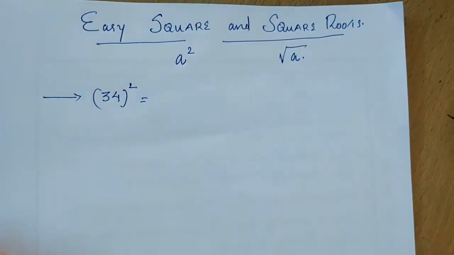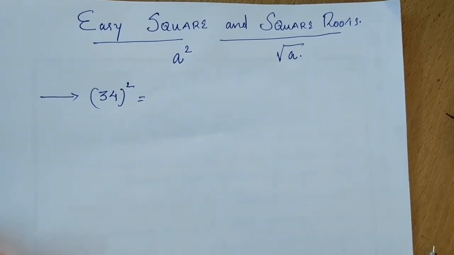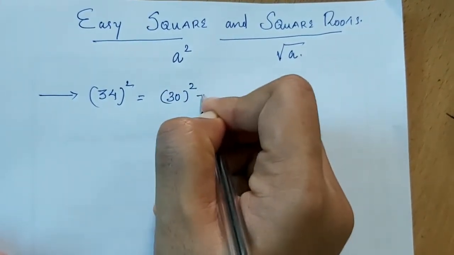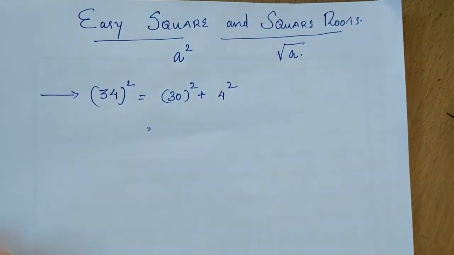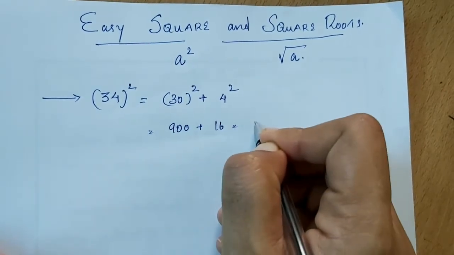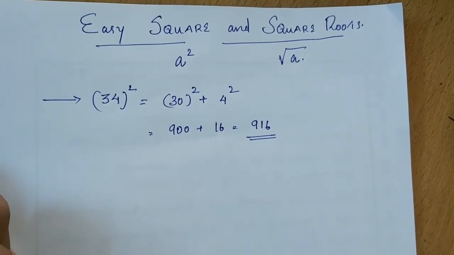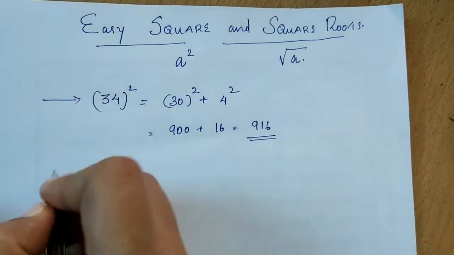34 square. Our traditional method is 34 into 34. And I am telling a method, usually everybody knows, that is 30 square plus 4 square. We know what 30 square is: 900 plus 4 square, 16. So 916. When we get 34, we split it into two components, that is in tens form: 30 plus 4. 30 square, we know it as 900, and 4 square is 16.